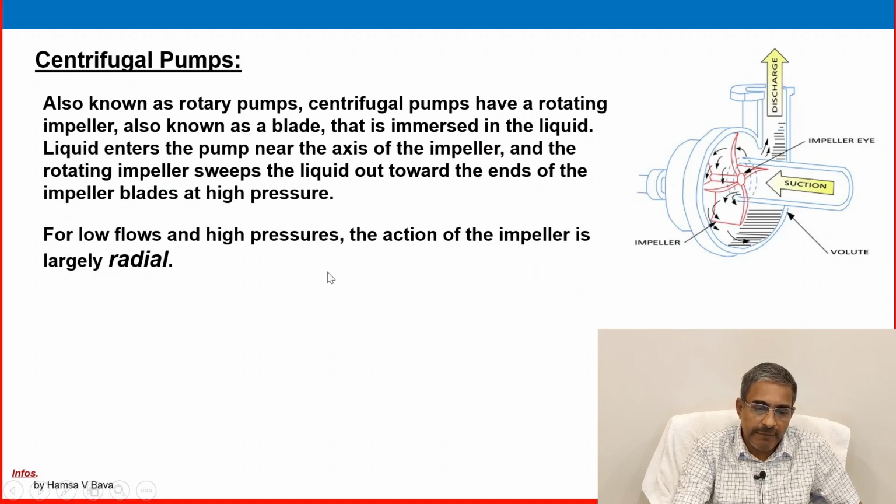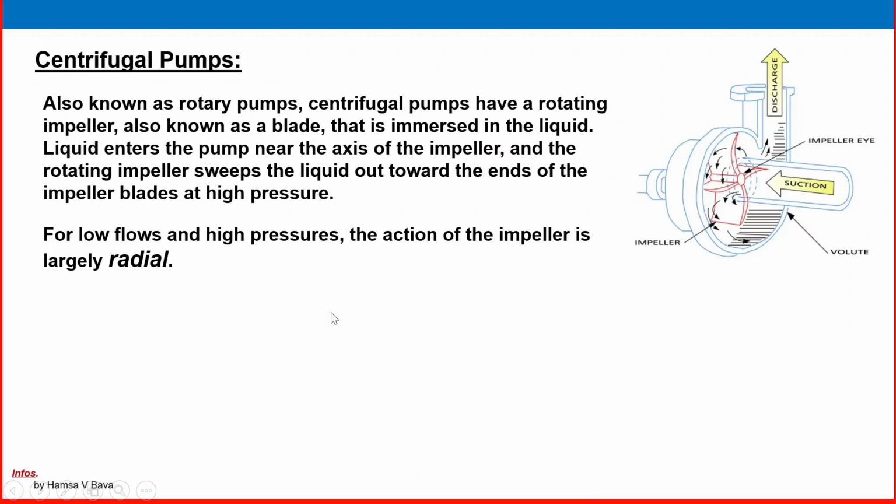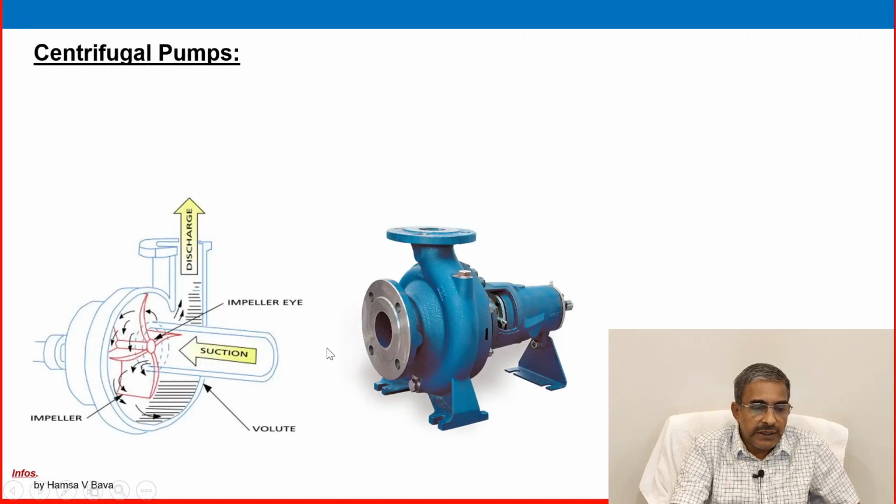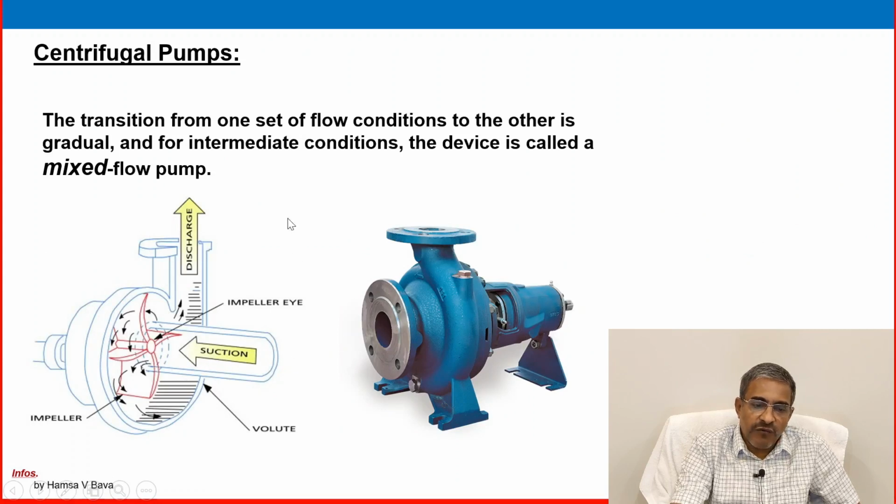For low flows and high pressures, the action of the impeller is largely radial. For higher flows and lower discharge pressure, the direction of flow within the pump is more nearly parallel to the axis of the shaft, and the pump is said to have an axial flow. The impeller in this case acts as a propeller. The transition from one set of flow conditions to the other is gradual, and for intermediate conditions, the device is called a mixed flow pump.